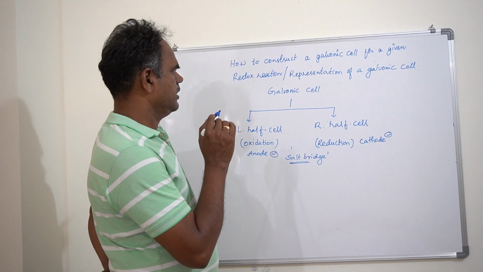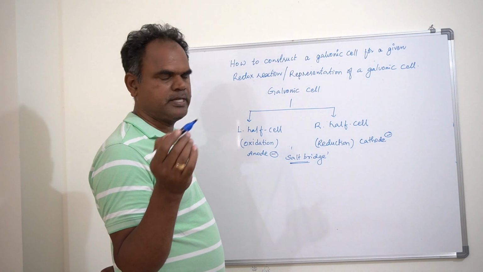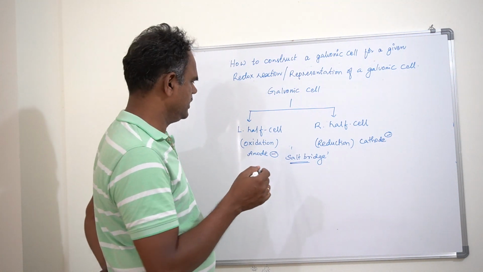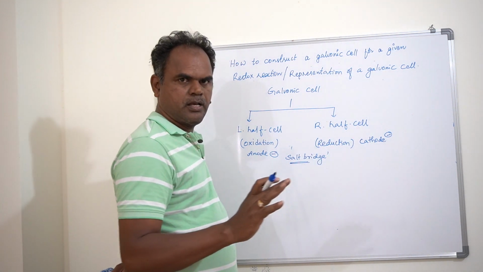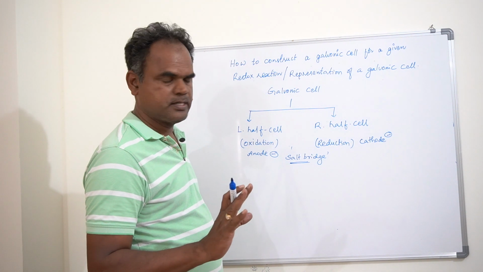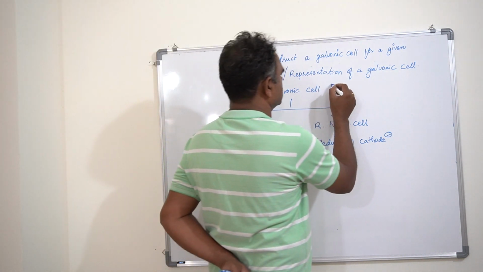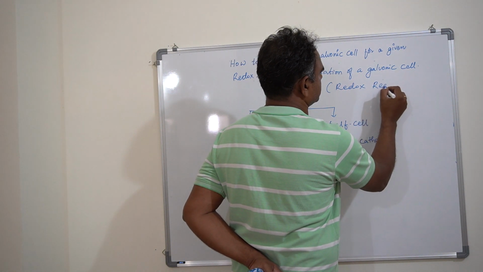So in a galvanic cell there is a reaction. That reaction is a redox reaction, which is a combination of oxidation and reduction. Both the oxidation and reduction reactions are coupled to each other, hence it is said to be a redox reaction.